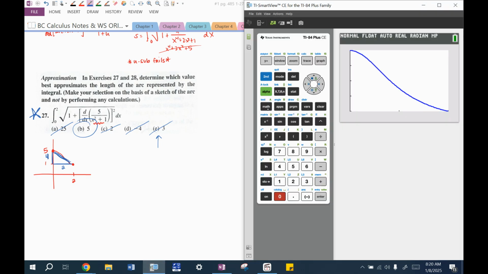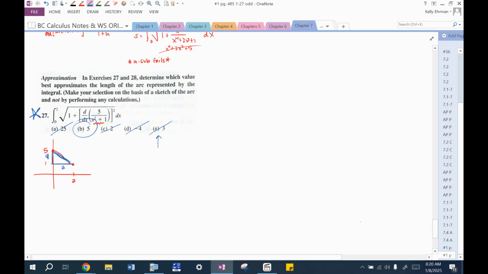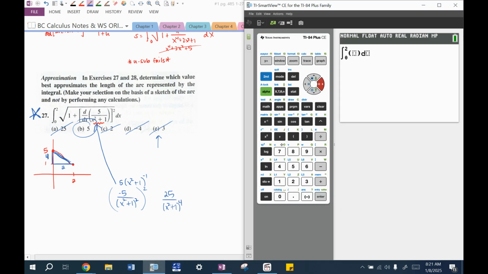Okay, my last thing. I know it said don't do calculus, but I'm doing calculus because I want to see. Now this would be the derivative here, because I don't want to type a derivative into my calculator. The derivative of this. Oh, yeah, and that's not arctangent. Why was I doing that? Anyway, x squared plus 1 to the negative 1. It's negative 5 over x squared plus 1 squared. And then you're squaring that quantity, over x squared plus 1 to the 4th. Let's see what this comes out with.